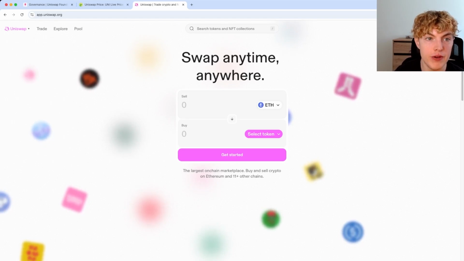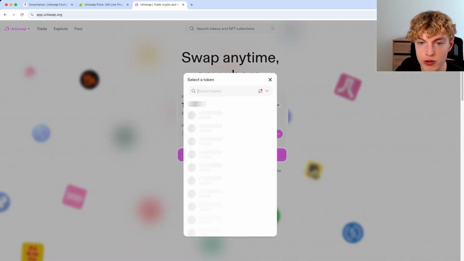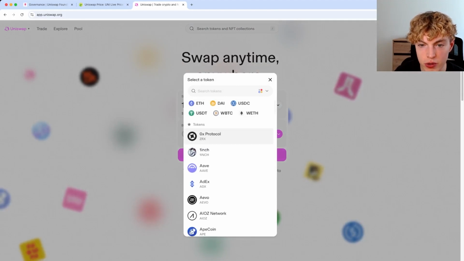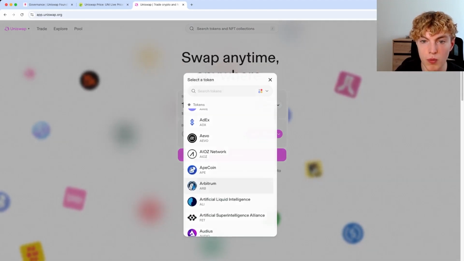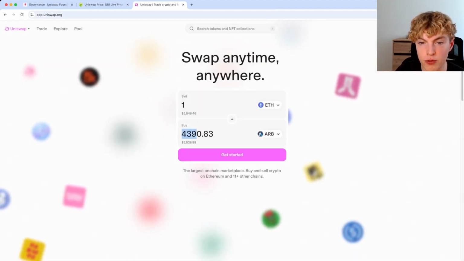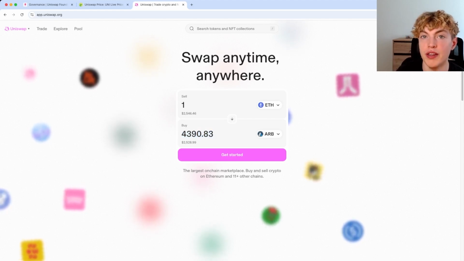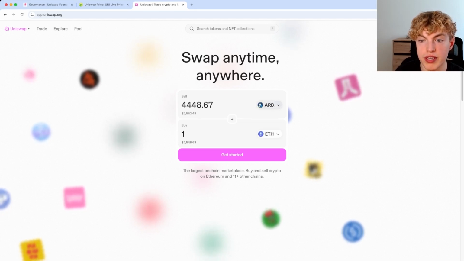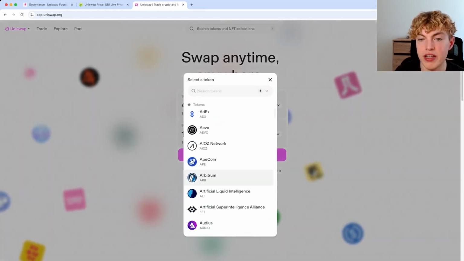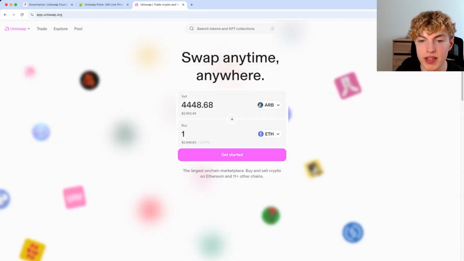So for example, if you go to app.uniswap.org, you can type in 1 ETH and then you can see the price of 1 ETH and you can select another token. So for example, say you want to swap 1 ETH for Arbitrum. This is really helpful if you're trying to make a purchase online and you need to pay in Ethereum, but you only have one cryptocurrency such as Arbitrum. Say you have Arbitrum in your wallet and you need to pay someone in ETH. You can quickly swap the Arbitrum for ETH and then you can pay the person.